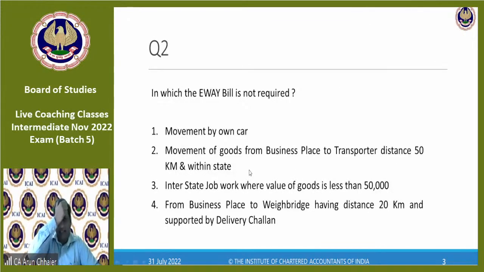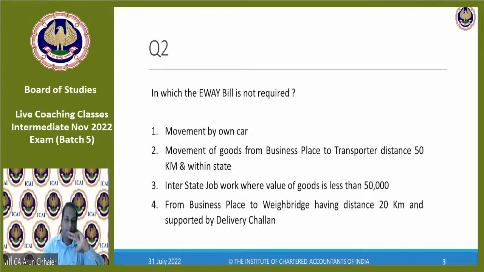In which case is an e-way bill not required? Movement by own car; movement of the goods from business place to the transporter, 50 km and within the state; interstate job worker where the value of the goods is less than 50,000; from business place to the weighbridge having a distance of 20 km and supported by delivery challan. First, second, third, fourth. Question number 2. Kindly give the answer.